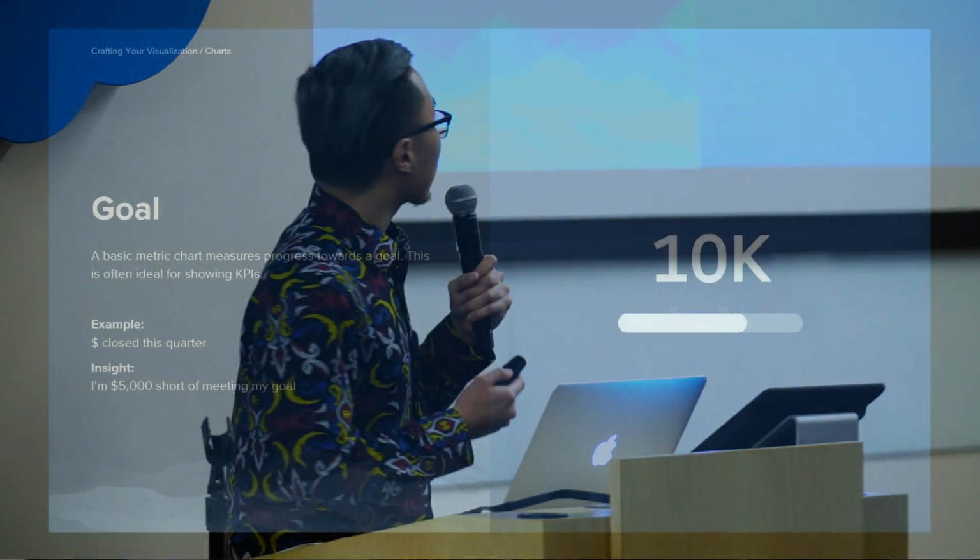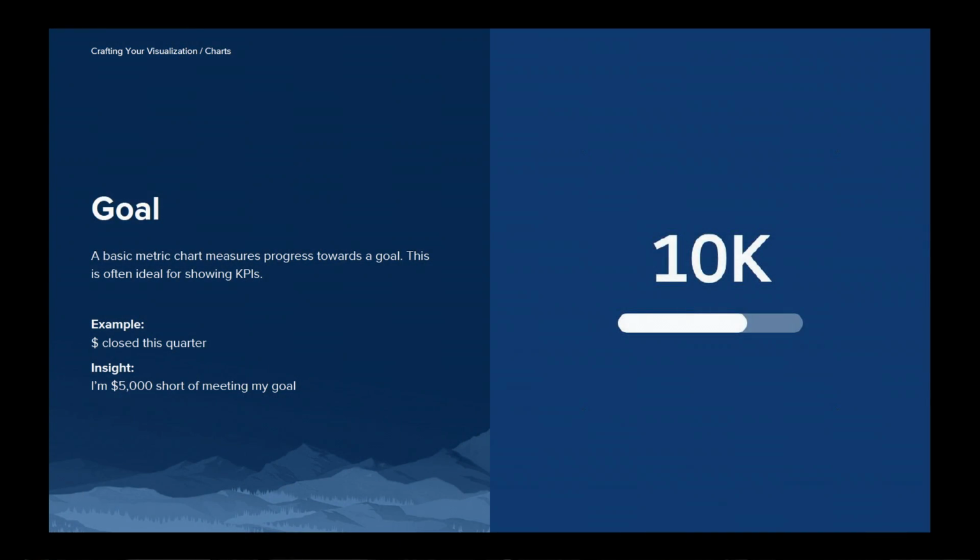A basic metric chart measures progress toward the goal. So this is often ideal for showing KPIs, key performance indicators. So in this example, maybe my goal for this quarter is 15K, and right now I'm at 10K, so I see that I still have a little bit of a gap to fill.